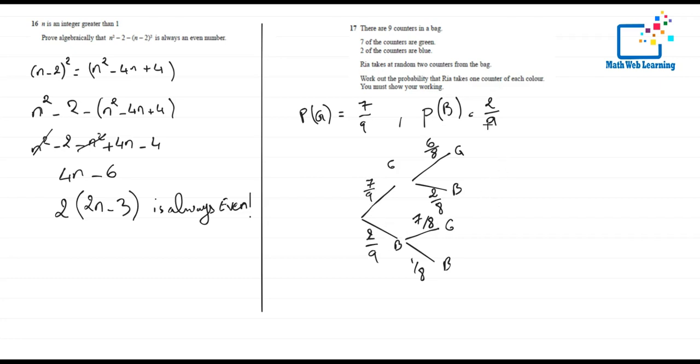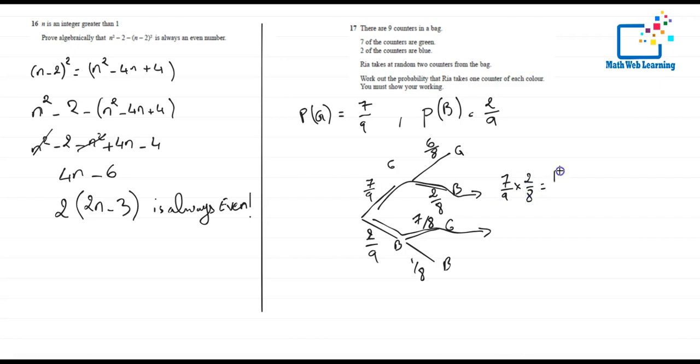Okay, now we want the probability that here takes one counter of each color, so it could be green and blue, right? Or blue followed by green. So these are the two possibilities. It could be either green followed by blue, or blue followed by green. So let's do the first one, the first route. Green blue is going to be 7 over 9 times 2 over 8.